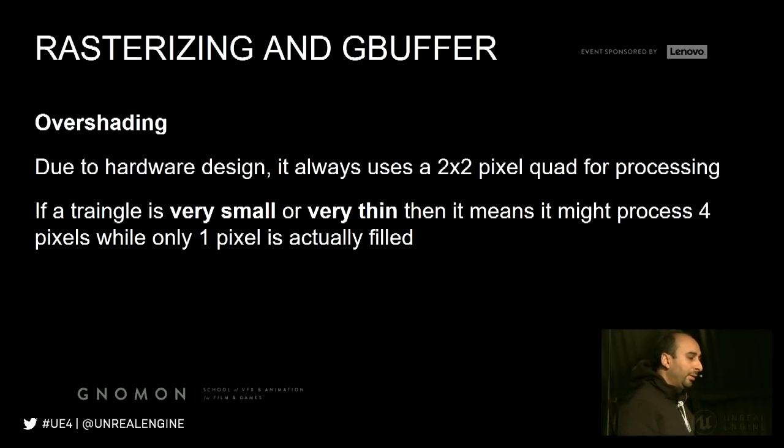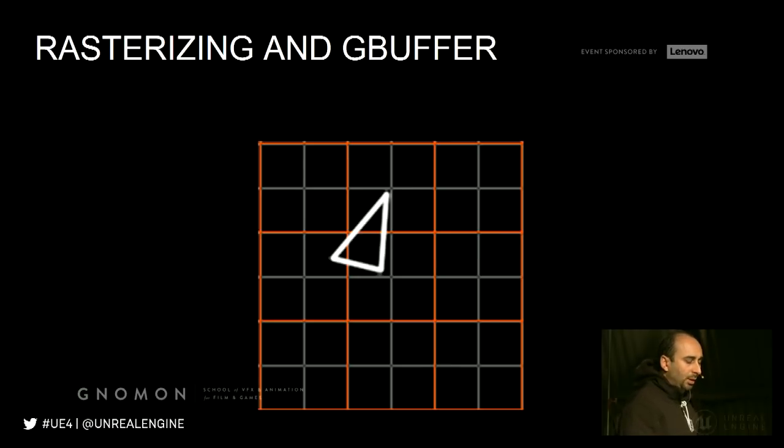So again, if we have a very tiny triangle or a very thin triangle, we might end up processing 4 pixels just to shade only 1 or 2 pixels out of those quads. To visualize this, we can take this graph here. I have a grid. The gray grid is basically our pixels, and we have the orange grid on top, which is the pixel quads that the GPU can process.